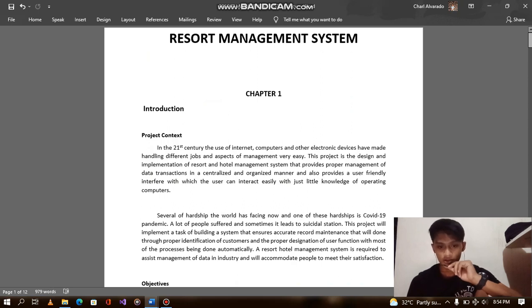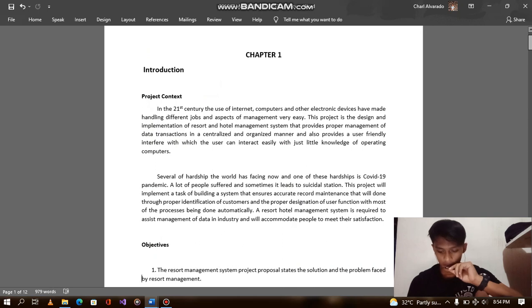Chapter 1 Introduction, Project Context. In the 21st century, the use of the Internet, computers, and other electronic devices has made handling different jobs and aspects of management very easy. This project is the design and implementation of a resort and hotel management system that provides proper management of data transactions in a centralized and organized manner, and also provides a user-friendly interface with which the user can interact easily with just little knowledge of operating computers.